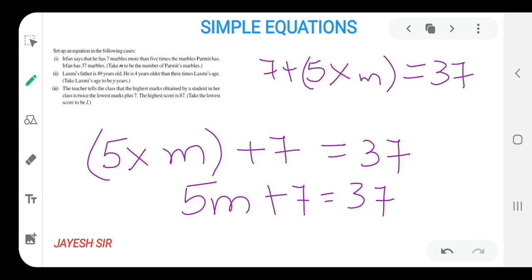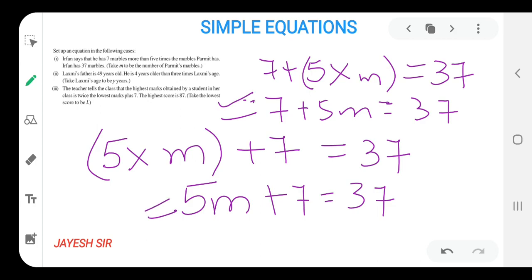This can also be written like this, because in addition it does not matter which number we write first. So 7 plus 5m equals 37. Both the equations are correct, this one also and this one also. I hope you all might be getting it. So let us begin with the next sum for the day, friends.